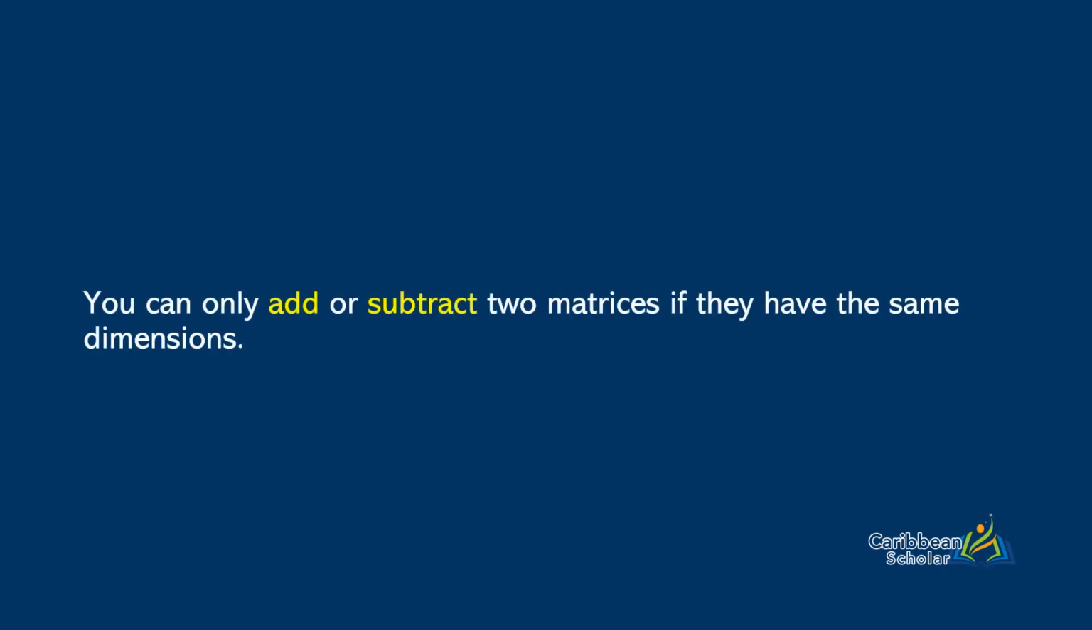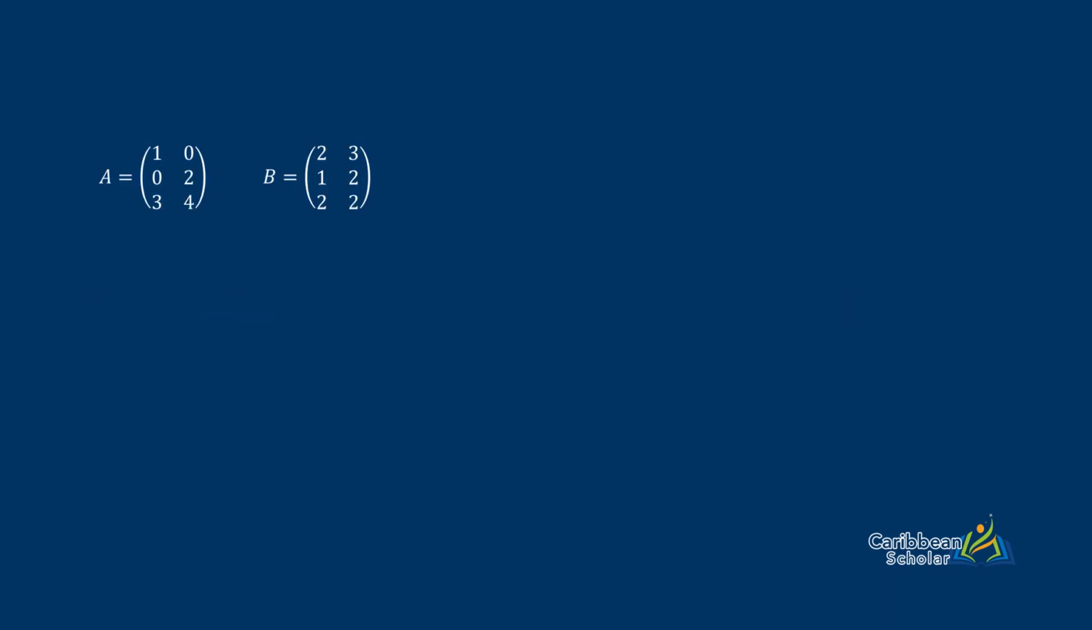Now, you can only add or subtract two matrices if they have the same dimensions. So for example, we have A, which is the matrix 1, 0, 3, 0, 2, 4, and B, which is the matrix 2, 1, 2, 3, 2, 2. And notice that A and B have the same dimensions, so we can add them up in this case. So let's try A plus B.